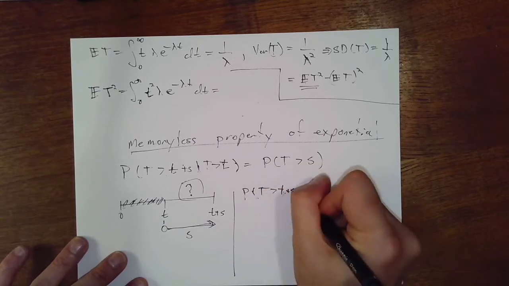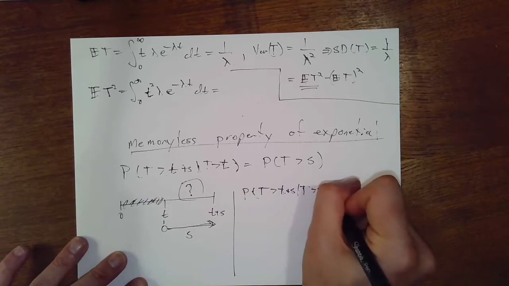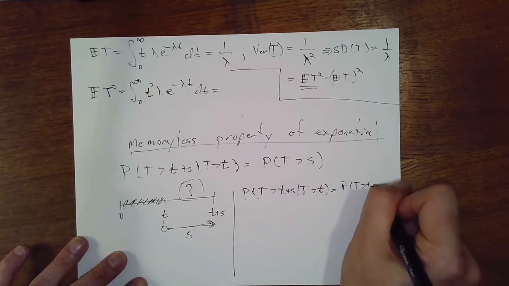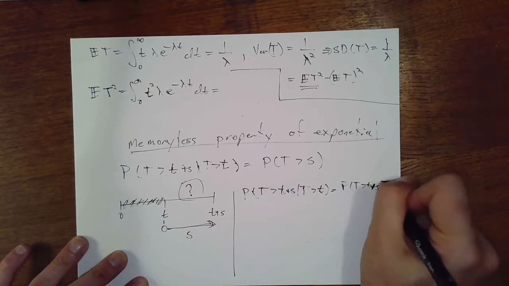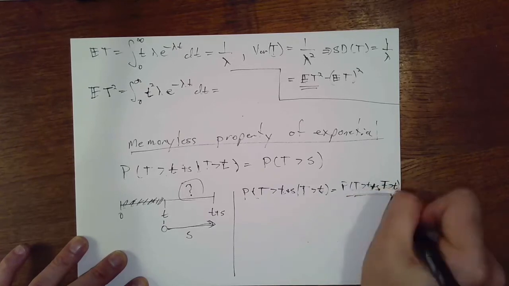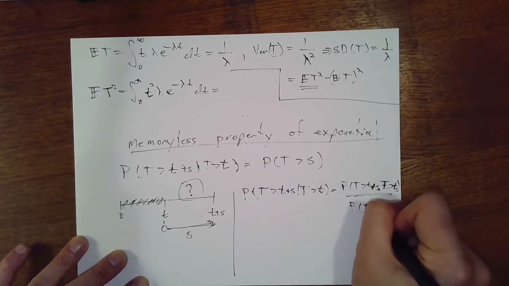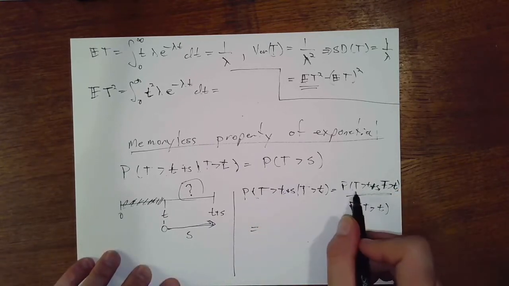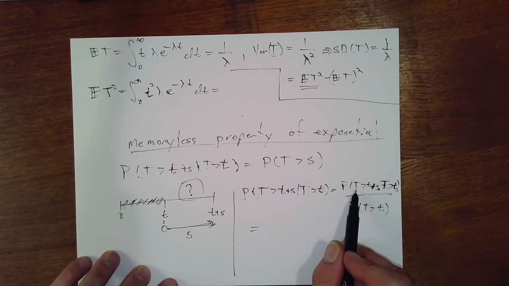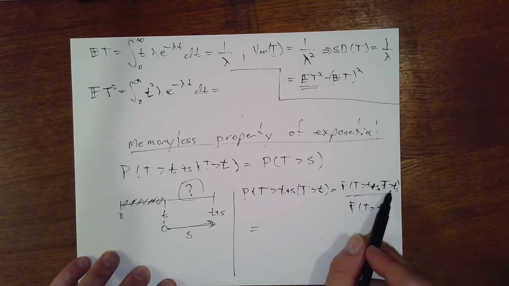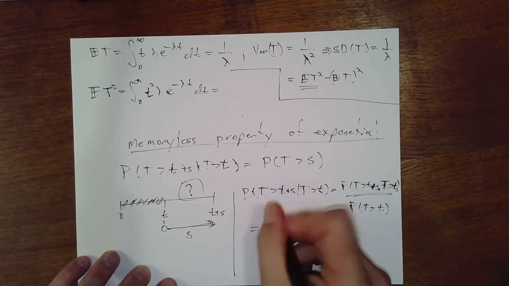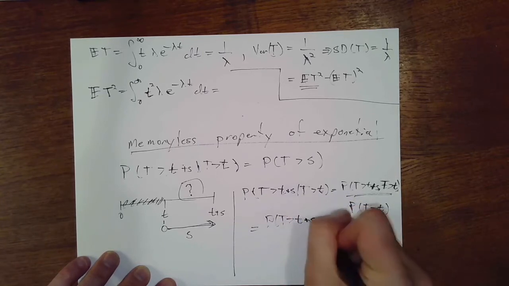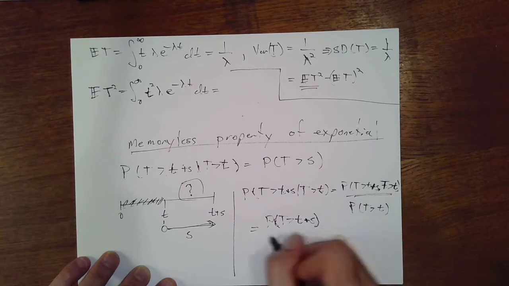So let's go ahead and show this. We're just going to use the definition of the conditional probability. We write that out: the probability that T is greater than t plus s and T is greater than little t, divided by the probability that T is greater than little t. Now the numerator simplifies, because if T is greater than t plus s and at the same time greater than t, the second condition doesn't matter because we're already asking if it's greater than t plus s.